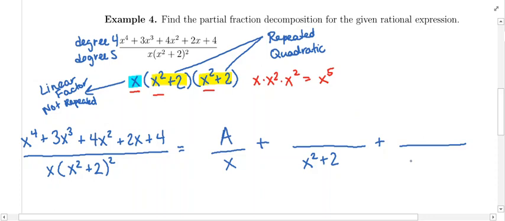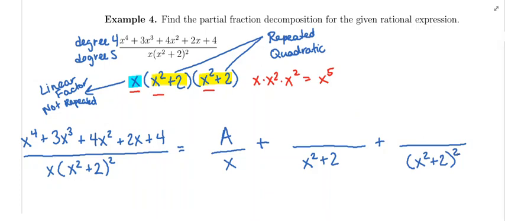The other denominator, because it's repeated twice, is going to be that quadratic factor, but now you need to square it. So that's what the denominators are going to look like.